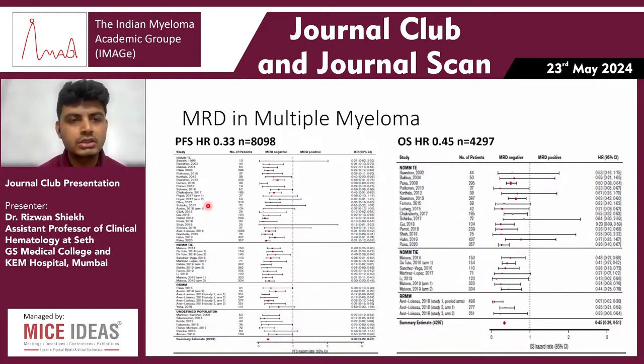In almost all the subgroups and all the studies, we can see that MRD negative patients tend to do better, with a hazard ratio of 0.33. Coming to OS analysis, in this study they used around 4,297 patients across multiple studies, again the transplant eligible population, transplant ineligible population, and relapsed refractory population. And we can see that in all the studies, patients who were MRD negative tended to do better, with a hazard ratio of 0.45.